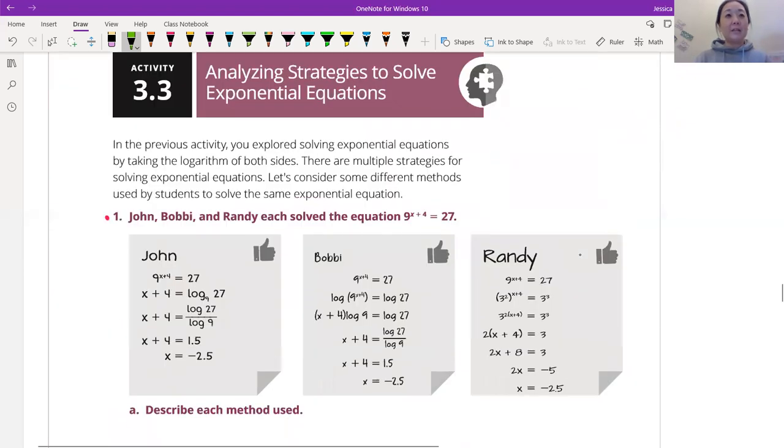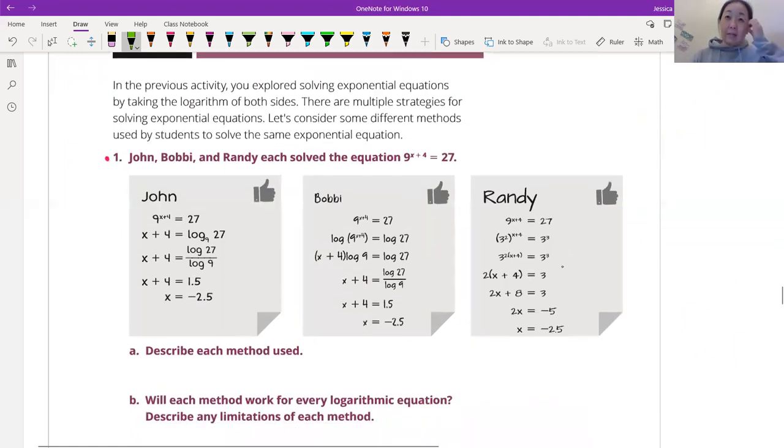So if you take a look at this one, John, Bobby, Randy. Nope, John, Bobby, and Randy. I don't know why I thought that was another person there. They're solving this equation right here. So if you look at John's, again, give yourself time to process. Pause me.